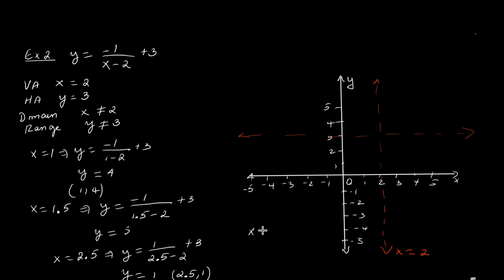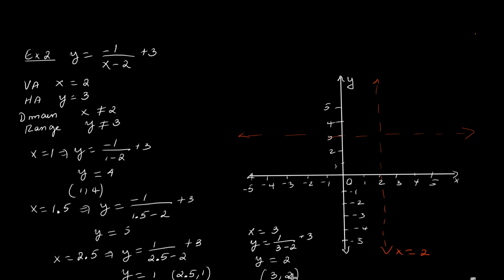X equals 3. Y equals negative 1 over 3 minus 2 plus 3. That is negative 1 over 1 plus 3. That is negative 1 plus 3. That equals 2. The point is 3, 2.